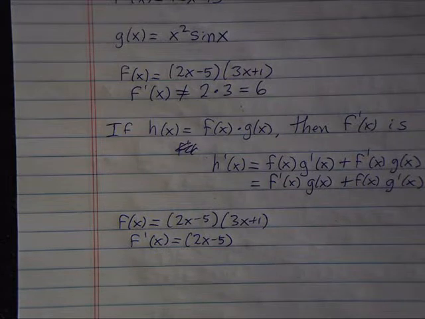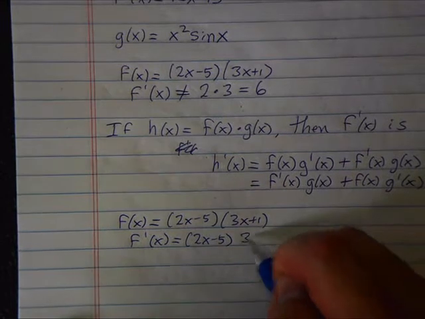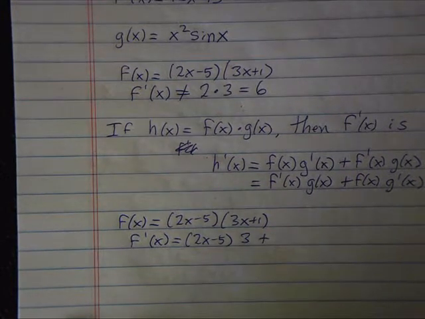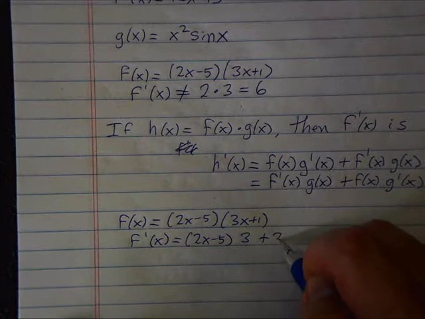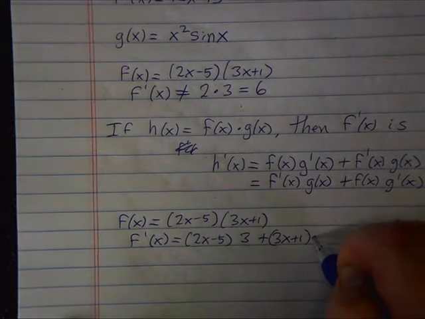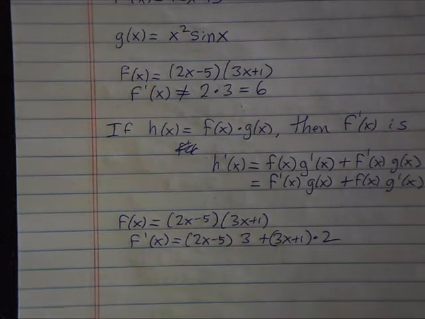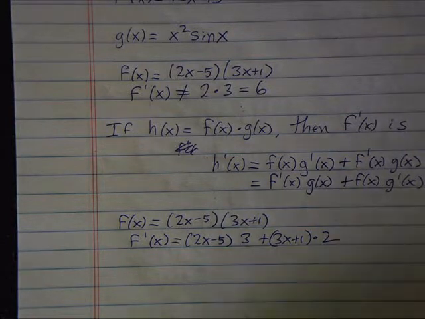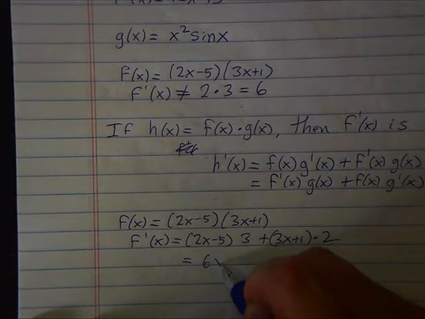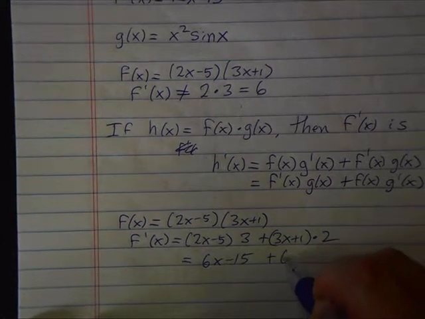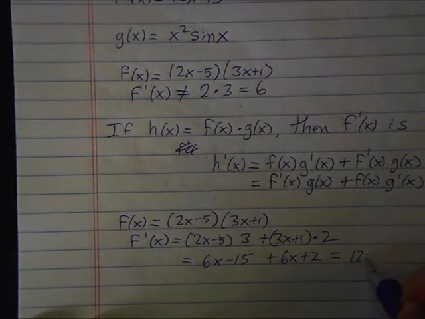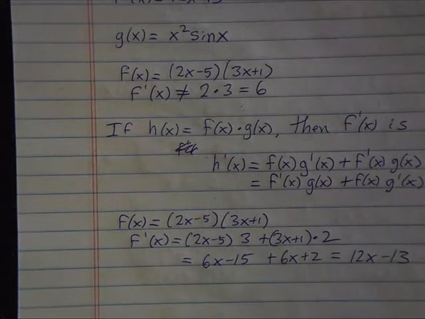And then I take the derivative of the second one. What's the derivative of the second one? 3. Plus, and then I switch it around. So I leave the second one alone. I leave the 3x plus 1 alone. And then I take the derivative of the first one, which is 2. And now we need to convince ourselves that that really is 12x minus 13. It better be the same answer we got before, or the teacher told you something very wrong. Let's see what we get here. We get 6x minus 15 plus 6x plus 2. And I wasn't lying to you. It does work out, 12x minus 13.